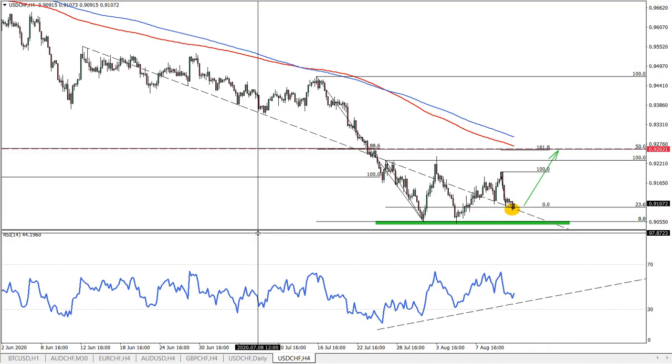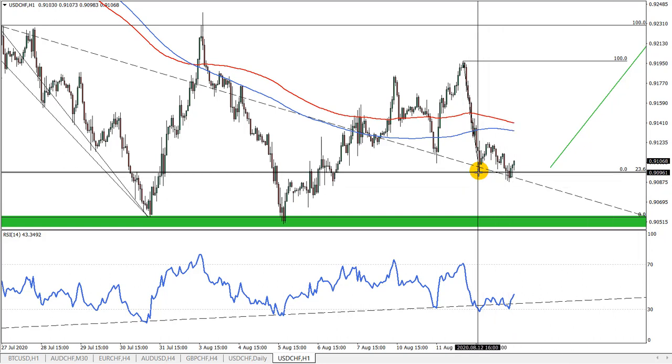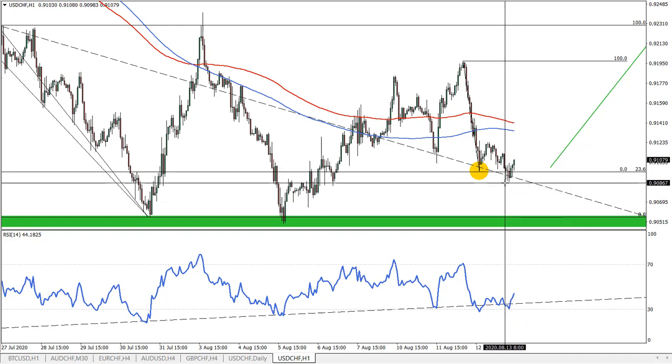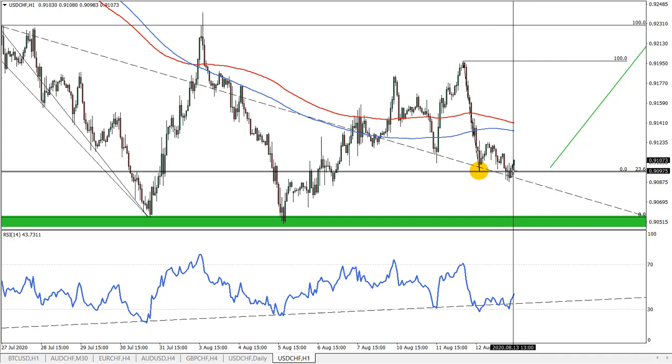Now let's see on the hourly time frame what happens there. And here is the clean bounce off the 23.6 Fib at 90.96. So rejection was in place, and then price attempted to break below, produced the spike, but then failed to close below the spike. This is a clear bullish sign as I see it.